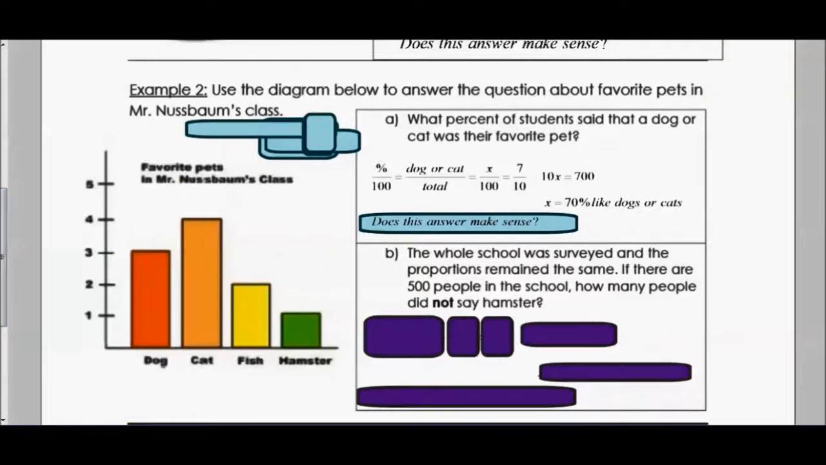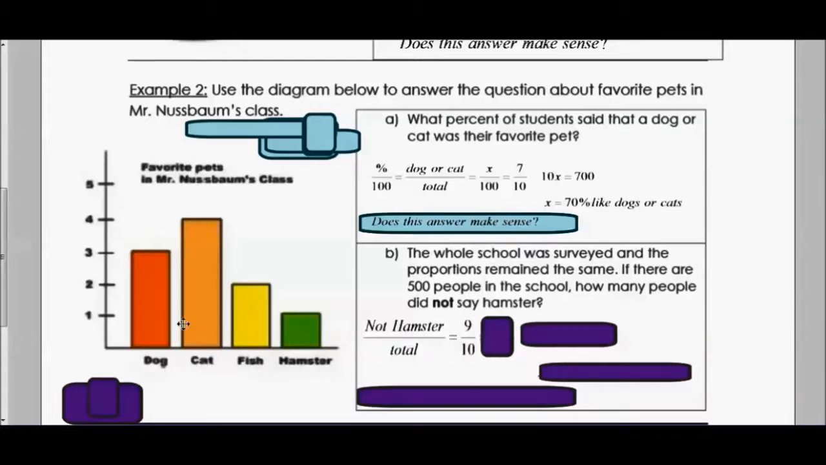The next part of this says that the whole school was surveyed and the proportions remain the same. So the proportions from this will remain the same for the bigger population of the school. If there's 500 people in the school, how many did not say hamster? So it's going to be a lot of them. It's going to be most of them. We're looking for how many people are not going to say hamster. That's what we're comparing. How many people did not say hamster to the total number of people.